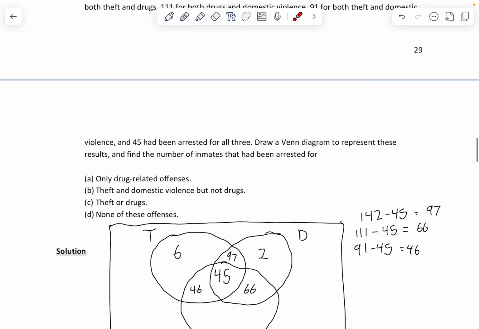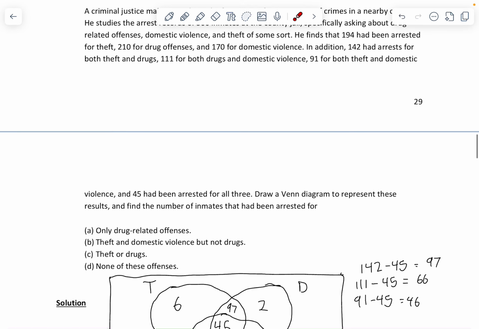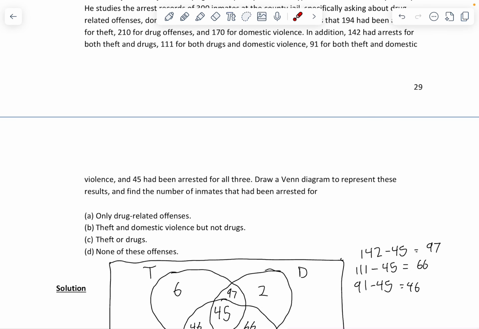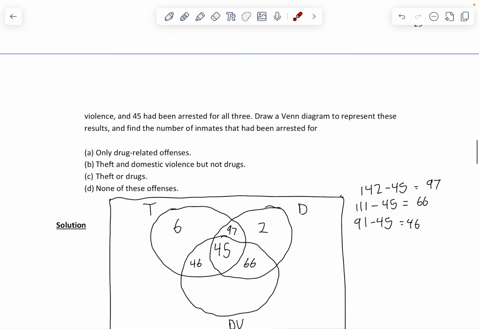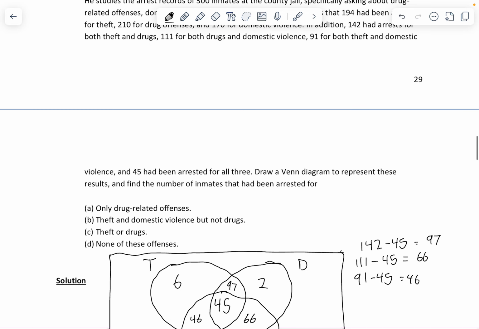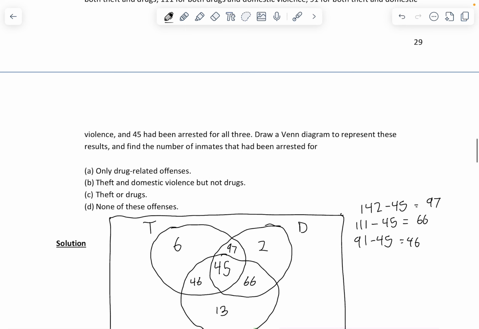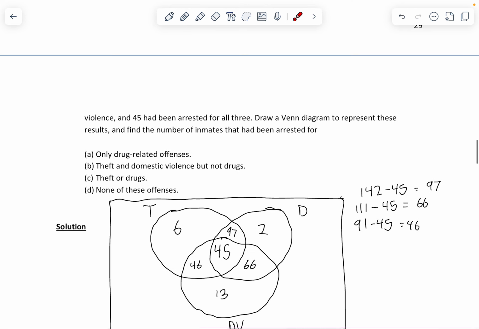And then it says 170 had arrests for domestic violence. That tells me that this number right here has to be a 13. So why is that a 13? Because 170 were arrested for domestic violence, so all of the numbers inside the circle labeled DV have to add up to 170.